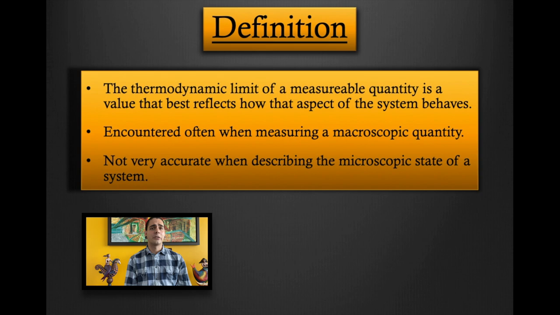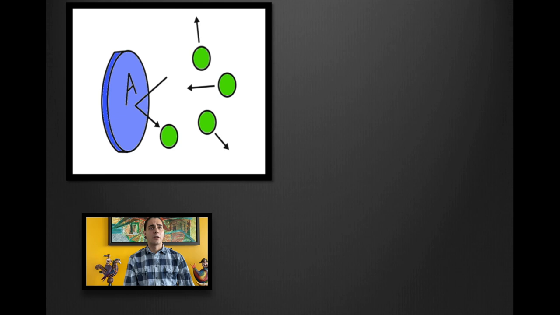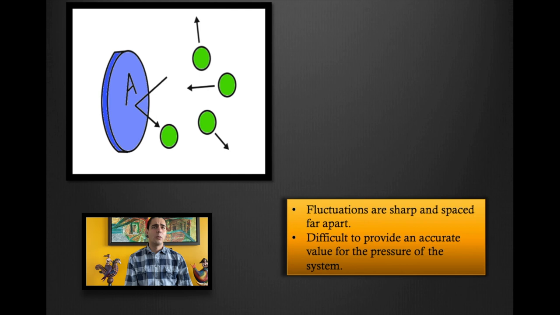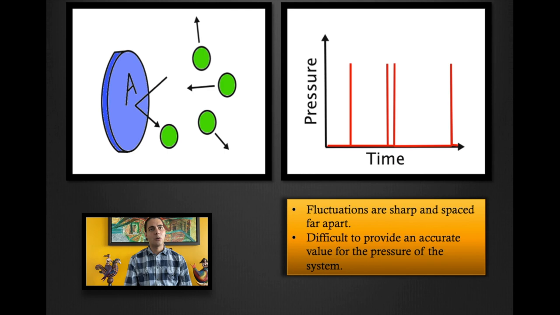Suppose I have a wall of area A, exposed to a gas of constant density, and I use this wall to measure the pressure of the gas. Well, pressure is force divided by area. So every time a molecule collides with our wall, we will feel a force. We divide this force by the area of the wall to calculate its pressure. If we plotted the pressure as a function of time, it would look something like the graph shown here. Because our target is so small, the fluctuations in pressure are huge, and it is difficult to tell what the pressure of the system really is.